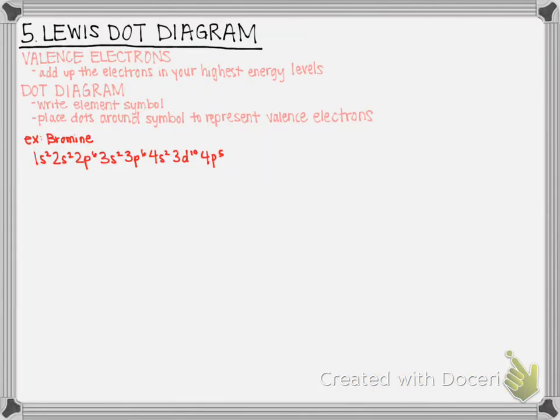The last way that you need to write things or show the electrons is in a Lewis dot diagram, and this is only going to show your valence electrons and the element symbol. So valence electrons, in order to find that, you need to add up the electrons in your highest energy levels. So for example, I wrote the electron configuration for bromine. Highest energy level is the highest numbers, so that number stands for energy level. So I've got 4s2 and I've got 4p5. So you add up those electrons, 2 and 5, so you've got 7 valence electrons.